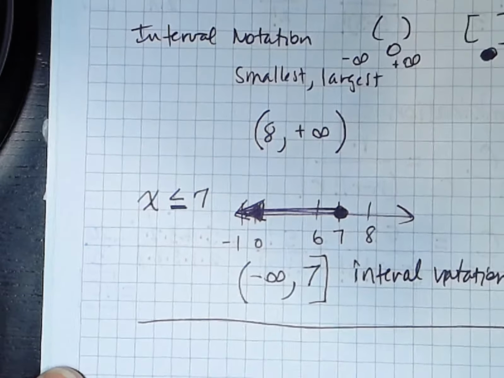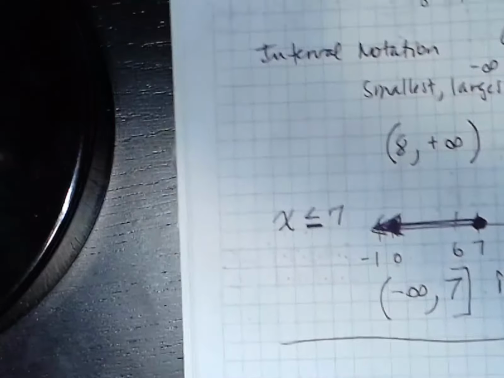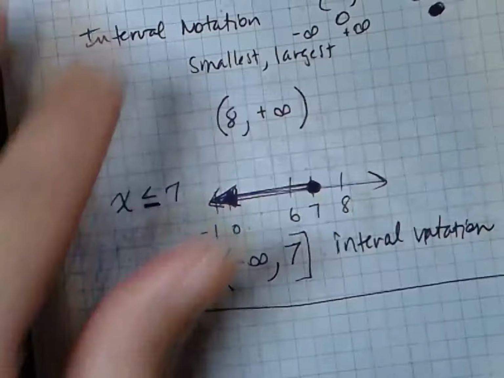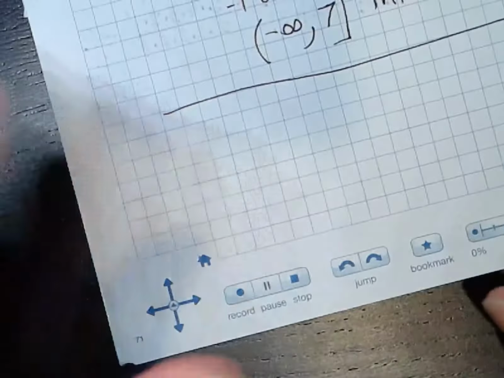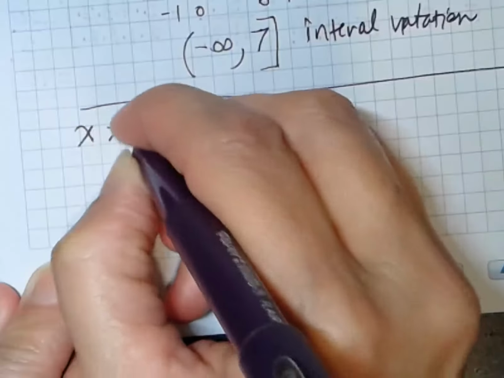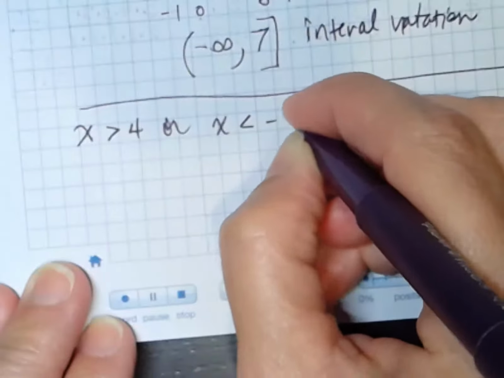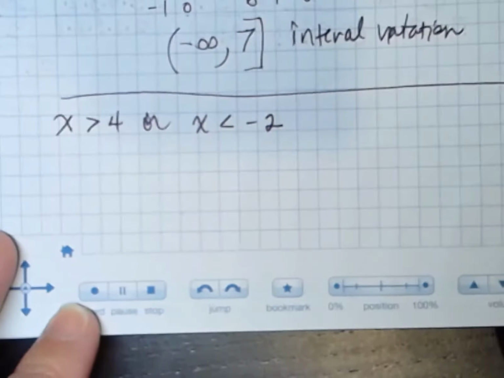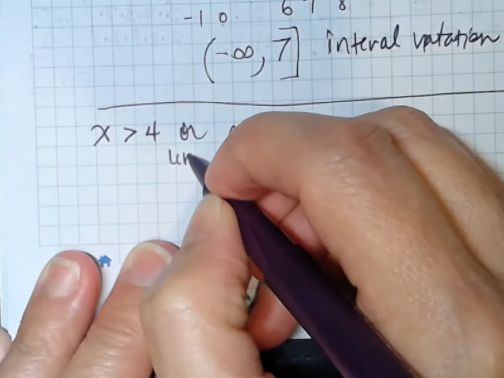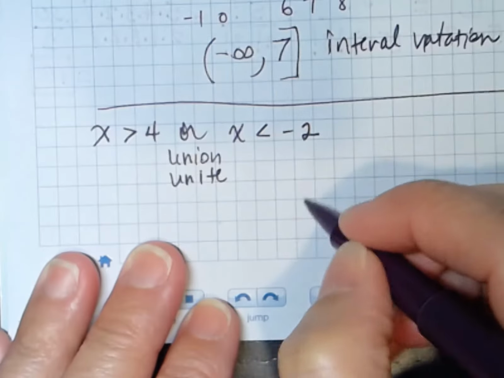Okay, so let's try a compound. Suppose that I worked it out. You know, you work your left side, you work your right side, and you work it all out, and you end up with x is greater than 4 or x is less than -2. So this one's an or. Or means we union or we unite the two pieces together.